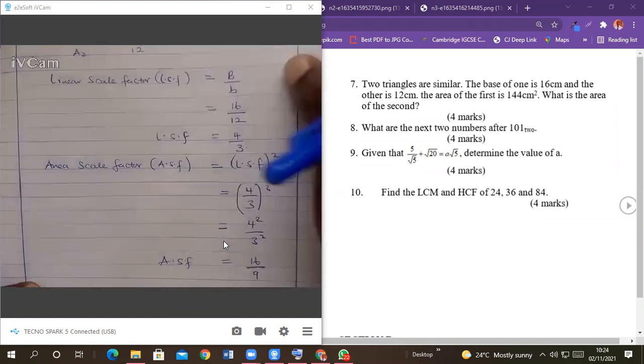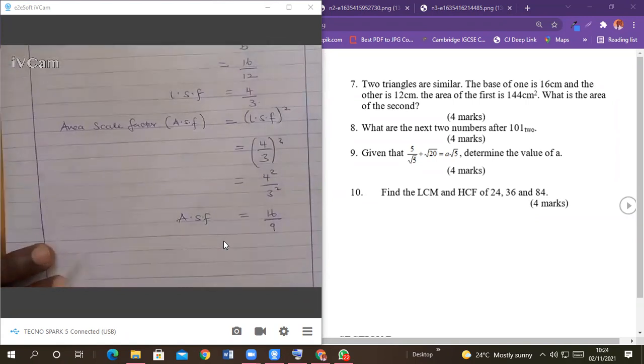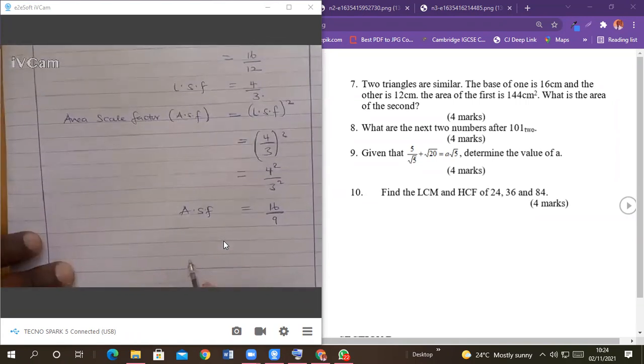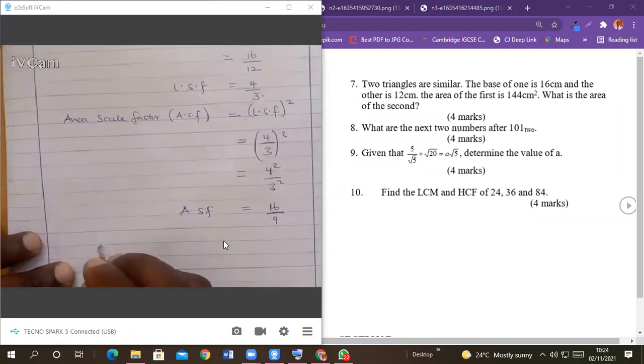Okay. Now, if you want to get the area of the smaller one, that's when you say the area of the big, out of the area of the small.